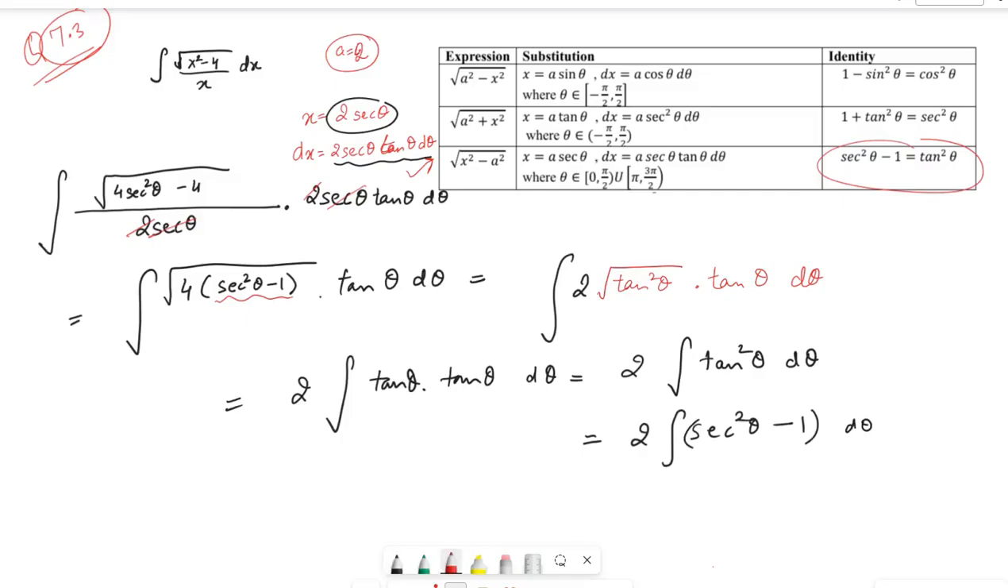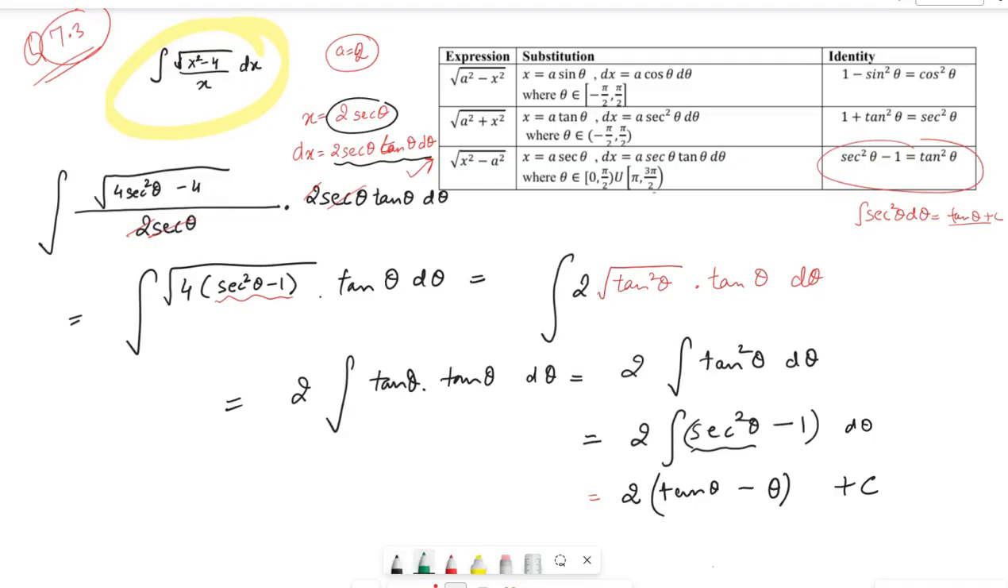Now if you remember, we have a formula for the integral of secant squared theta, that is tangent theta plus c. We're going to use that here: the integral of secant squared theta is tangent theta, minus the integral of 1, which is just theta, plus c. So we are done with integration, but pay attention. Our original question was in terms of x, so our answer has to be in terms of x.